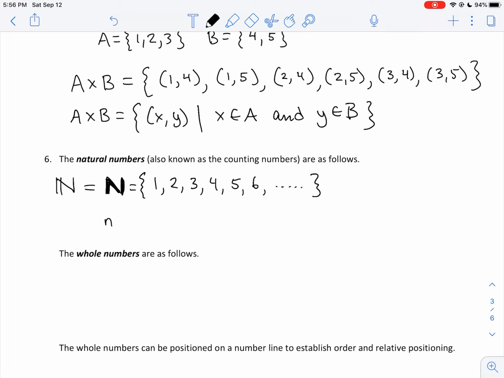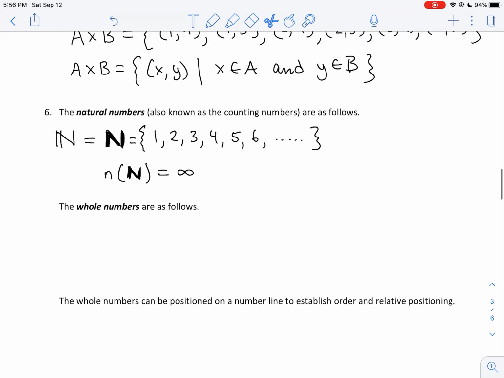And if I were to ask, what's the cardinality of the natural numbers? The number of natural numbers is clearly infinity. It's an infinite cardinality. The whole numbers are the same as the natural numbers, except that 0 is added to the list. And typically a bold W, as you might have guessed, is used to represent the whole numbers. So 0, 1, 2, etc. There's infinitely many of these as well.